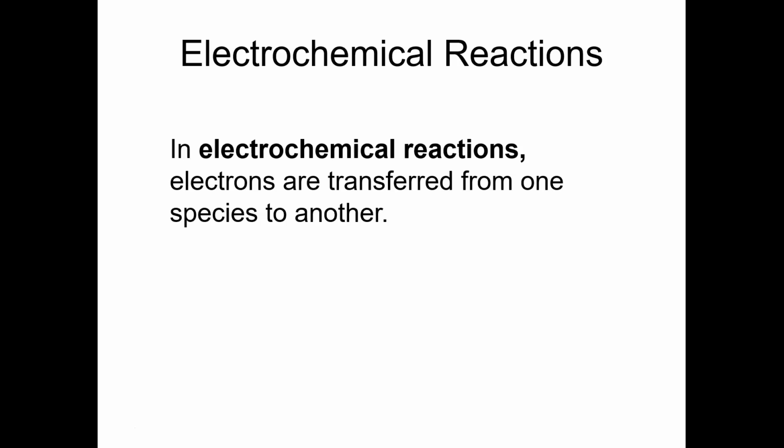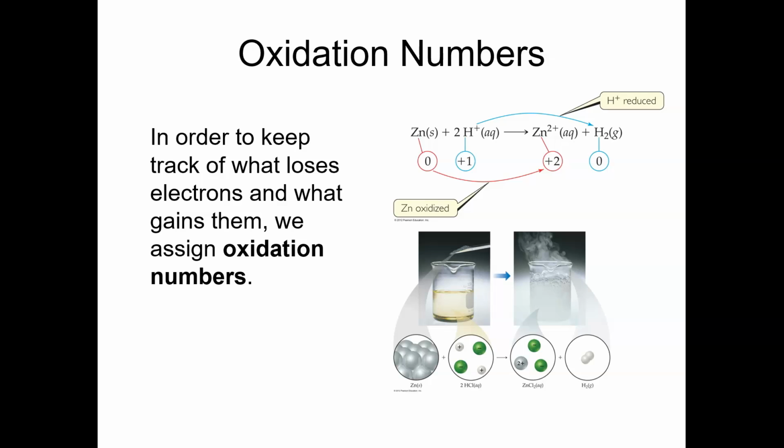And so electrochemical reactions is simply just another name for redox reactions in which we're transferring electrons from one species to another. And so we use oxidation numbers to keep track of that. And so here's an example of a redox reaction in which zinc, and if you remember from the table, the activity series of metals, zinc is higher on the activity series than hydrogen, so it can displace hydrogen. And so here zinc is being oxidized from 0 to plus 2, hydrogen is being reduced from plus 1 to 0.